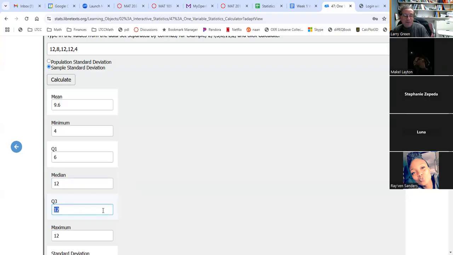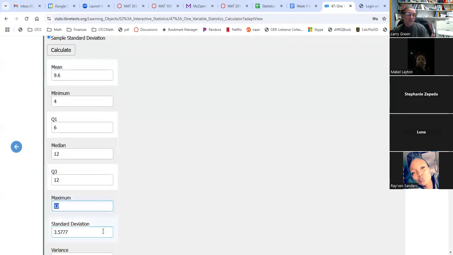Then there's Q3. Q3, kind of like Q1. Q1 means 25% is at or below. Q3 means 75% at or below. Median, by the way, is 50%. Then there's maximum is 12. Hopefully you all know what that means. That's the highest number of months before. So the highest number of months someone expects to graduate in is 12 months.